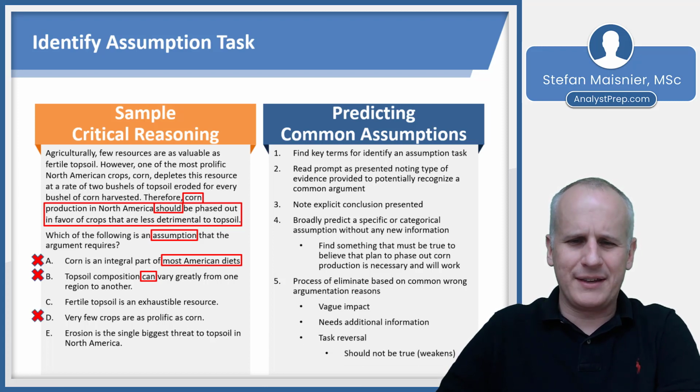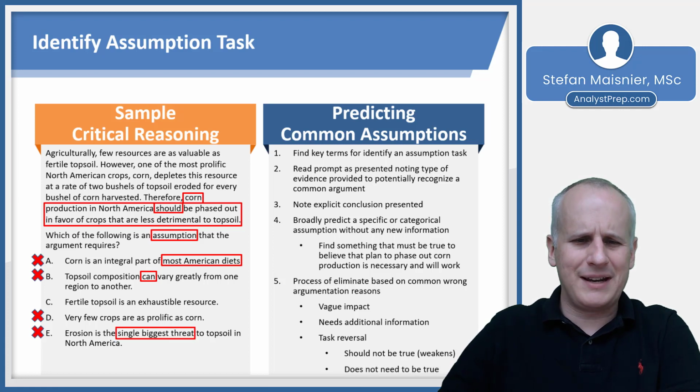We also can eliminate things that are task reversals, such as things that shouldn't be true because they would weaken the argument, such as "very few crops are as prolific as corn." Well, again, this isn't necessarily pertaining specifically to the metric, but it makes it seem like we shouldn't phase out corn production, so that would weaken the argument. Choice D would be a reversal, therefore.